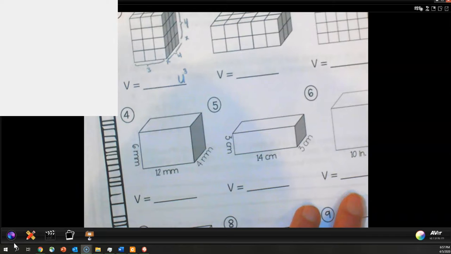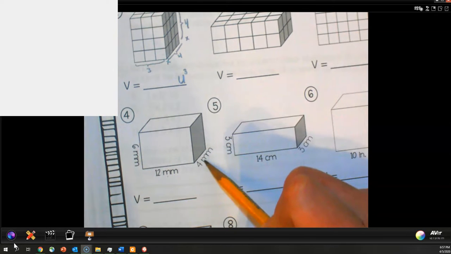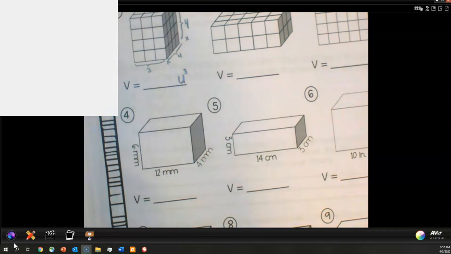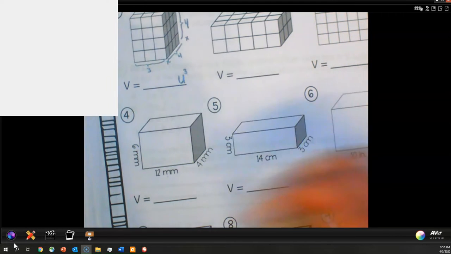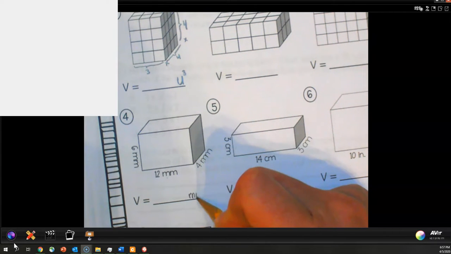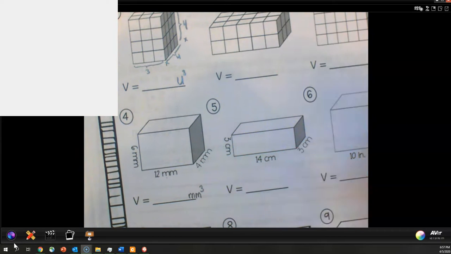On this one, again, we're going to be finding the volume by taking the length times the width times the height. And this time they actually just show you all the 3 numbers. So pretty simple to do. Remember that again, your unit of measurement here is millimeters. So your unit of measurement is going to be millimeters cubed because volume is cubic units of measurement.